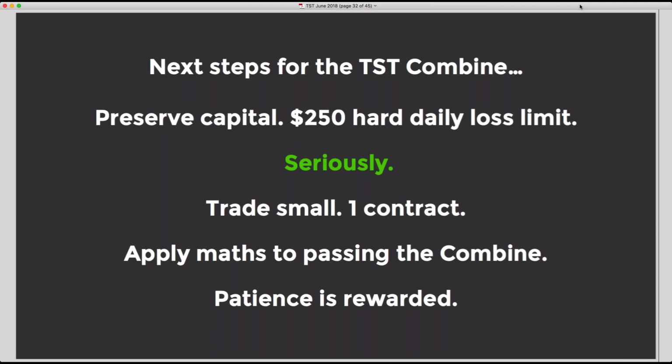Most importantly, preserve capital. The smallest TopStep Combine allows you a $500 daily loss limit, which in my view is a fortune. I trade with a $250 hard daily loss limit. If I hit $250, my platform locks out trading for the rest of the day. Seriously, highlighted in green.